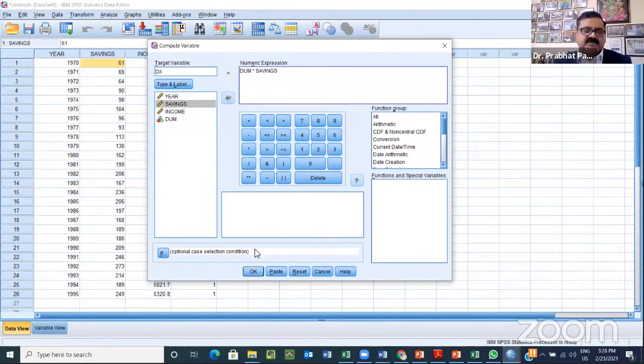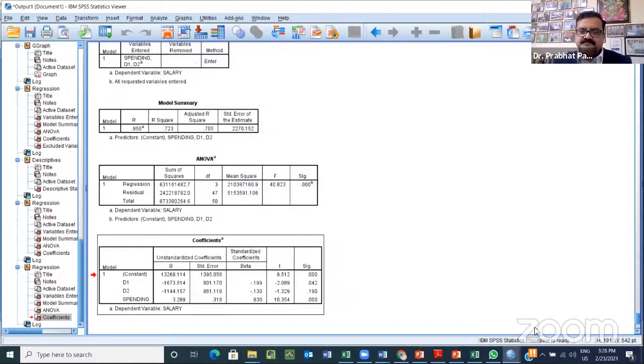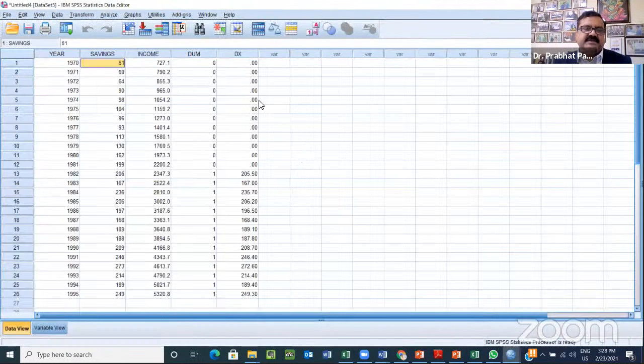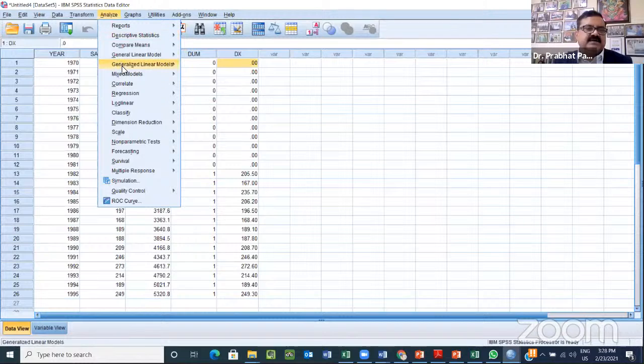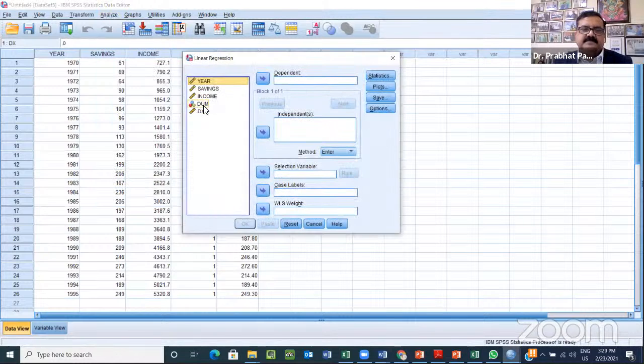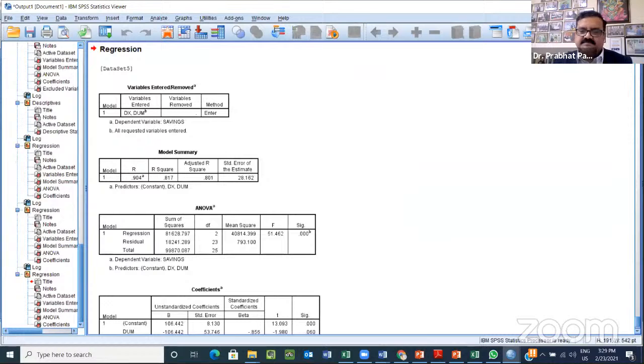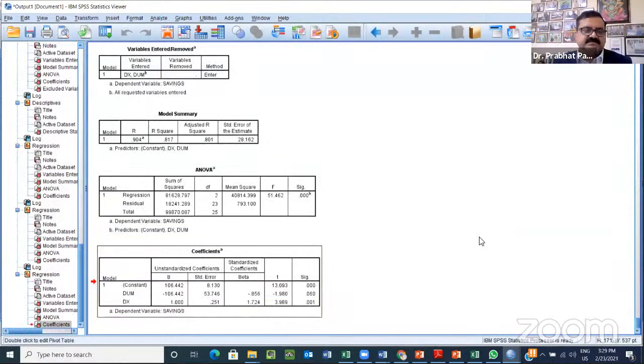This is a calculation for dx. We'll say okay. And when we go to see the data, dx is already created. So for 0, 0 is going to be 0, and this one. Is this okay? Now we go to analyze, regression, linear. We are explaining saving on the basis of dummy and dx, right? And then say okay. So here is the result.